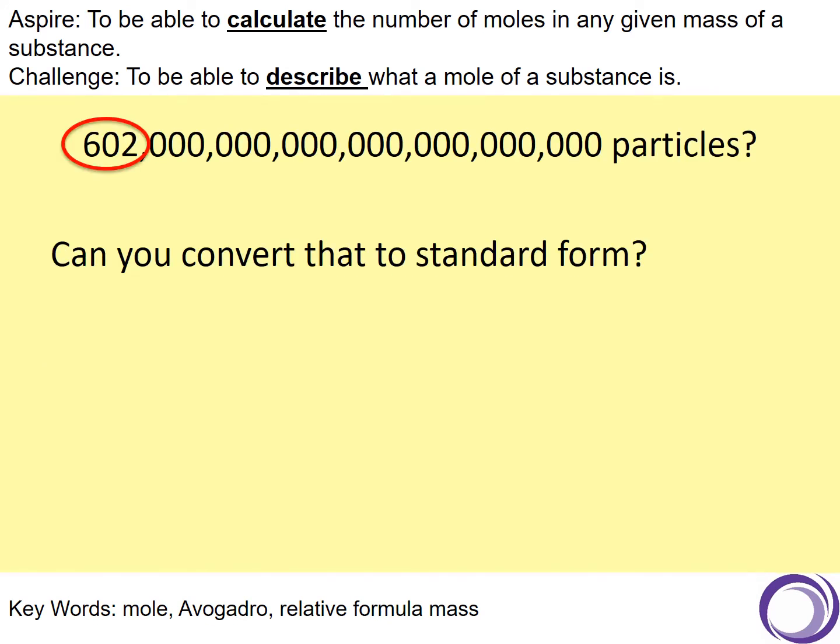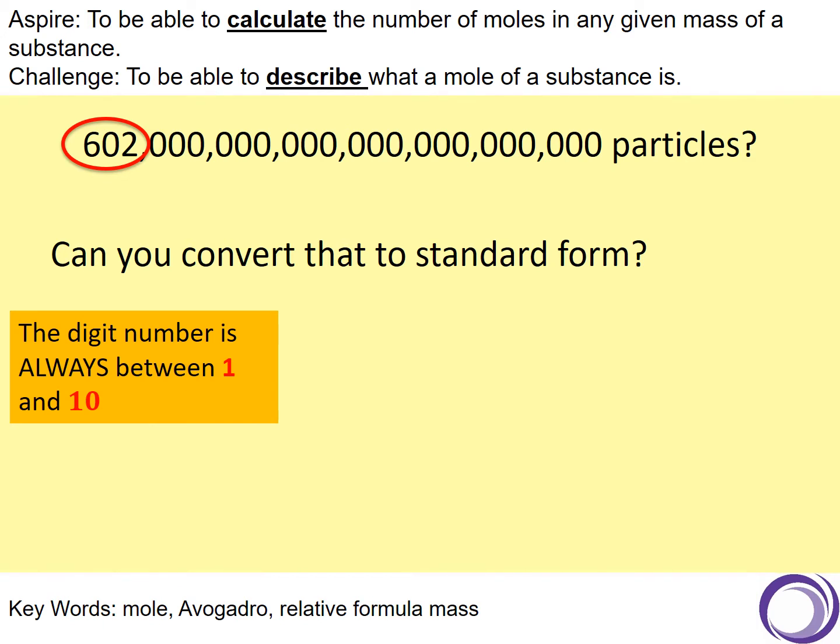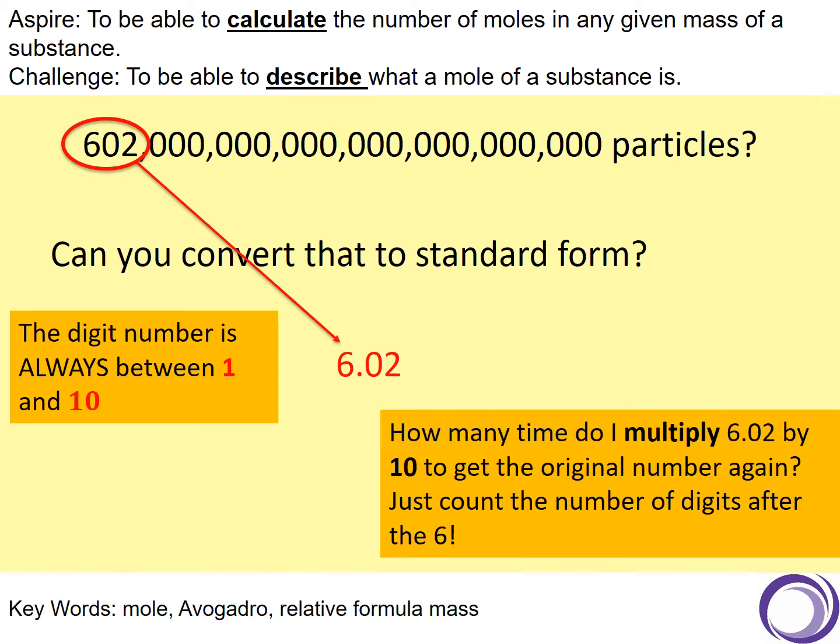So when we convert it into standard form, we take the numbers that we've actually got that aren't zeros, but the digit number always has to be between 1 and 10. So we would have to convert that 602 to a number between 1 and 10. So we come up with 6.02. And then we multiply it by how many times we would have to multiply the number by 10 to get to the original number. So we just count the number of digits that there are after that 6. And if we count those up, there's actually 23 numbers after that 6. So it's 6.02 times 10 to the power of 23. And somebody actually calculated this quite some time ago.